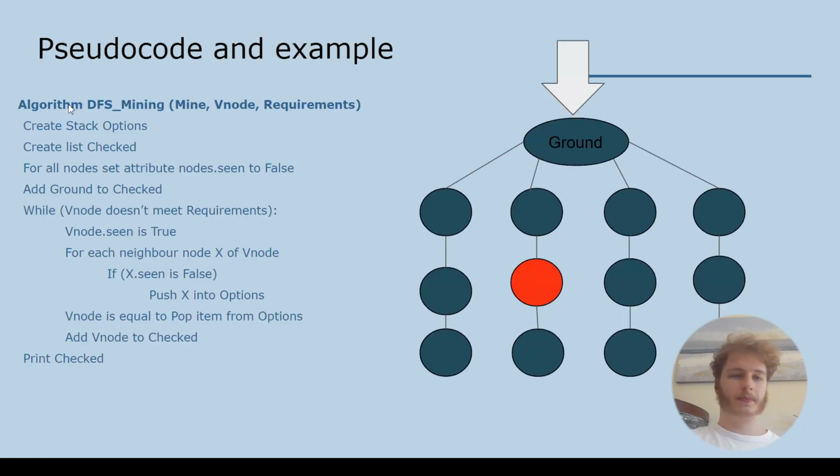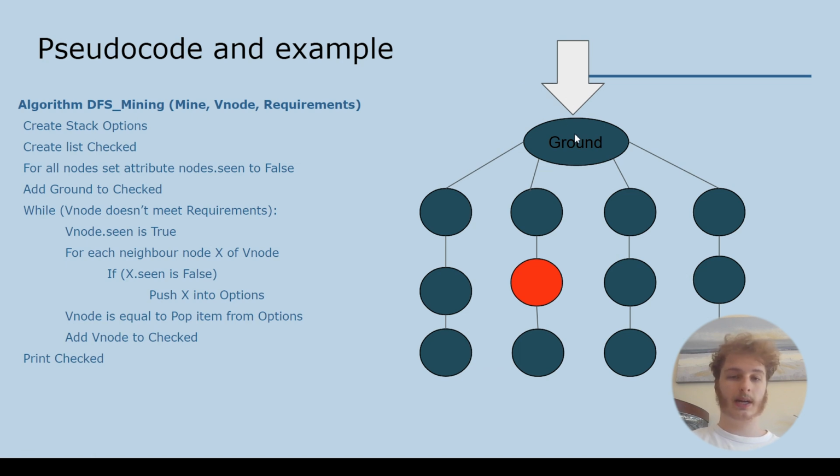Cool. So the algorithm depth first search mining is going to create a stack of options, a list of checked nodes, and it'll set all the seen to false. It'll add that ground, so a starting one, to checked, and then it will go through. And for each of the neighbors, it will push that node into options, and then it will pop them out to recheck them and continue on forwards.